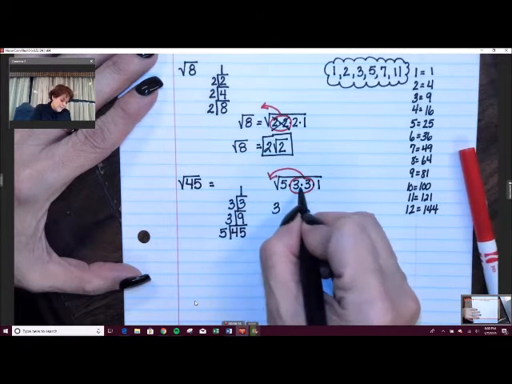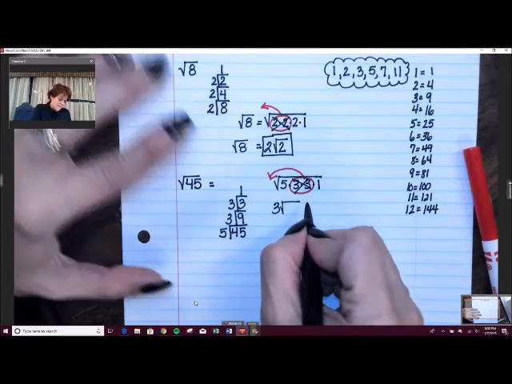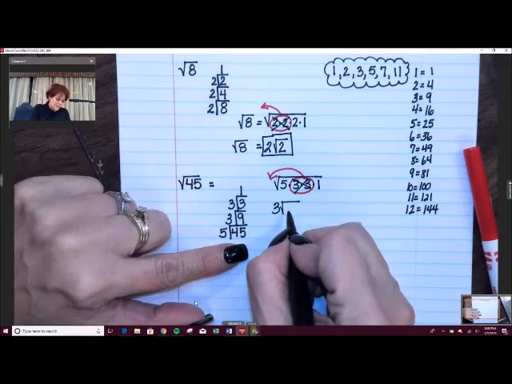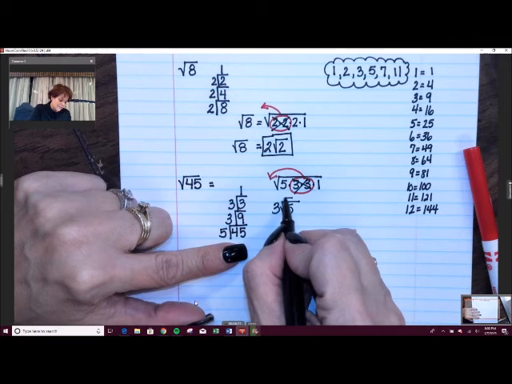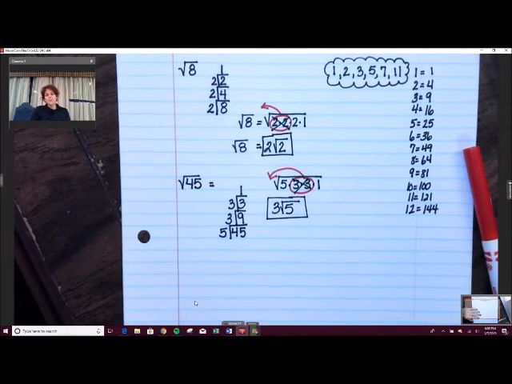So I'm going to have this 3. I'm going to mark it off out in the front. Square root of 5 times 1 is left. So that's 5. Here's my answer. The square root of 45 is 3 square roots of 5.